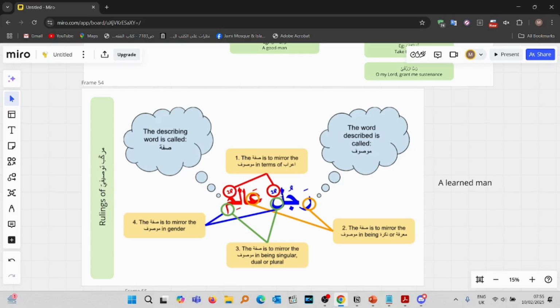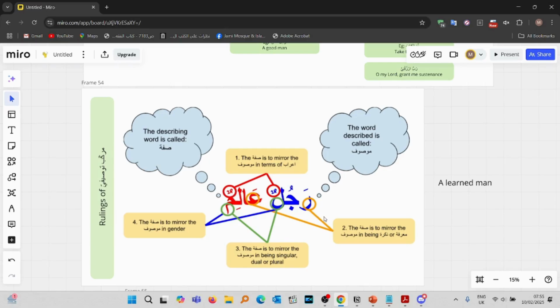Why does it have two dhammas? Because it's in the marfu state. And the marfu state, meaning rajulun in the marfu state, is going to be expressed in this example with two dhammas. The sifa also has two dhammas because the sifa is to mirror, to copy the mawsuf in this manner in terms of i'rab. Because the mawsuf is in the marfu state, the sifa is also in the marfu state, and the marfu state of the mawsuf is expressed like this, and likewise for the sifa.